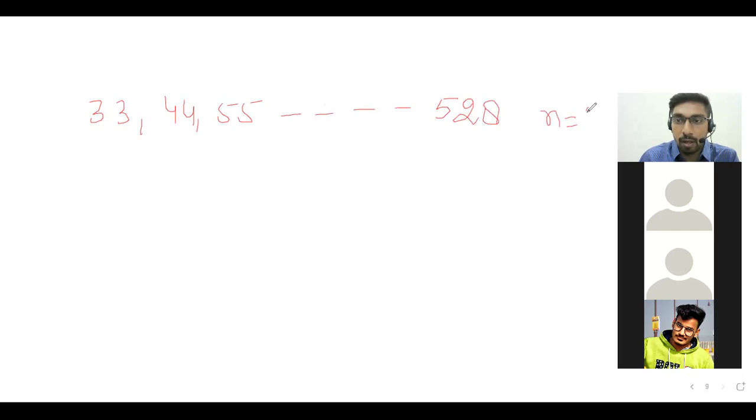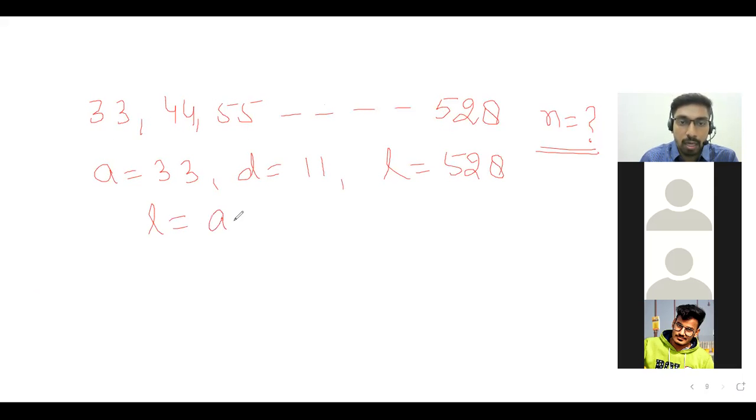So if your sequence is this, 33, 44, 55 and so on up to 528, what will be the value of n here? You can easily calculate, because A is 33, D is 11 and L is 528. So L equals A plus n minus 1 into D. So L is 528, A is 33, n you have to calculate, and D is 11.